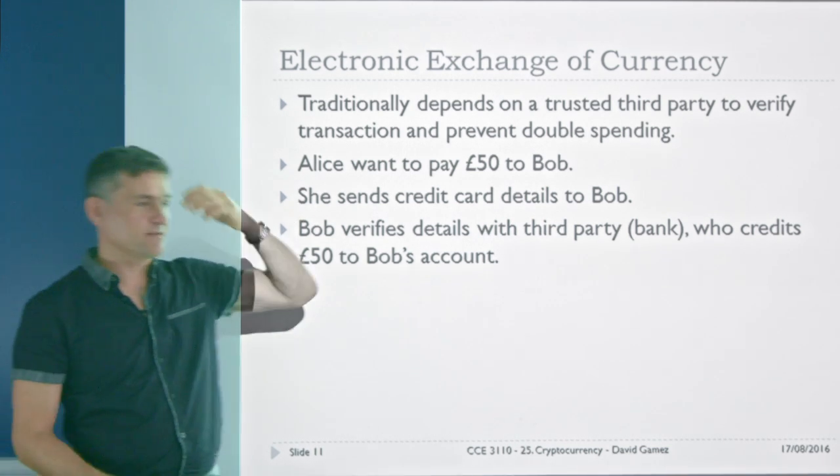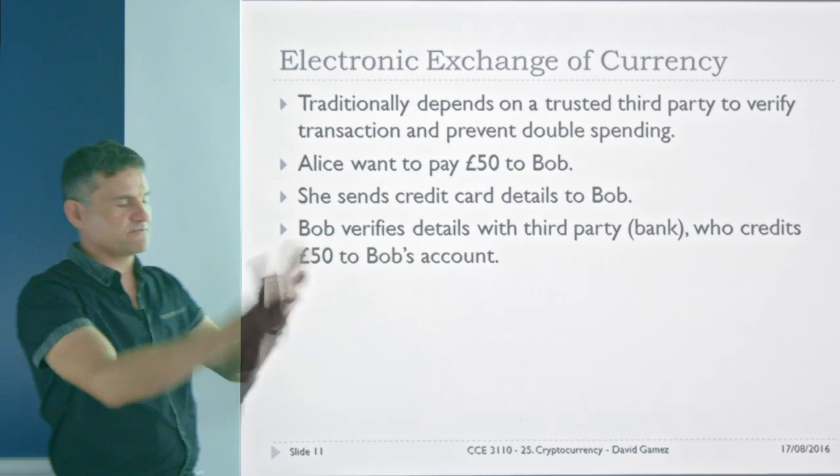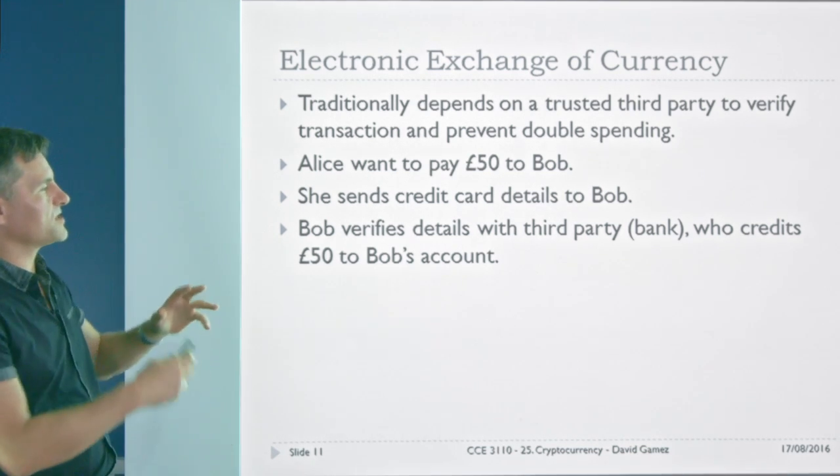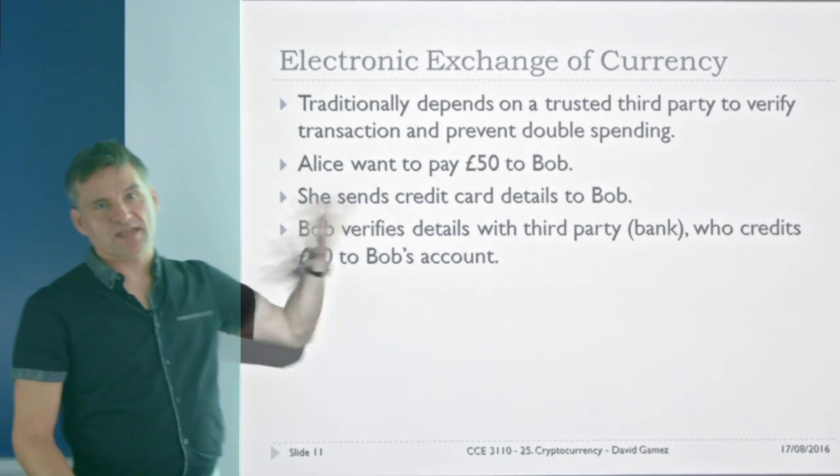So Alice wants to buy a hat online, let's say. The bank does the transition of funds, and because both Alice and Bob trust the bank, they both check that the funds transition has taken place, and then Bob will send the hat to Alice.